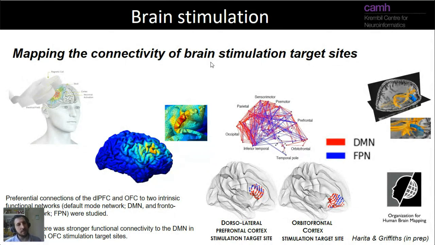Okay, and there are two principal things you might be interested in in this context. One is, where is this activity propagating to? When you stimulate in dorsolateral prefrontal cortex, which is a typical stimulation site, are you hitting other parts of the network via indirect polysynaptic pathways?